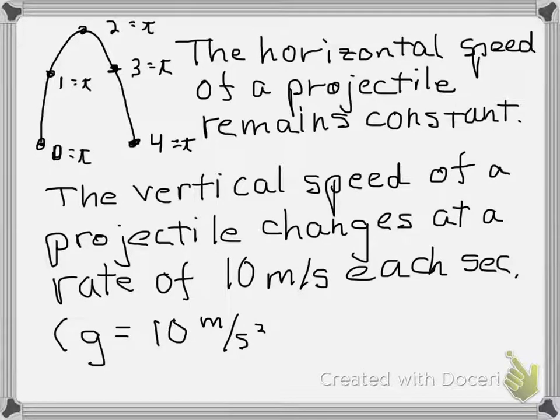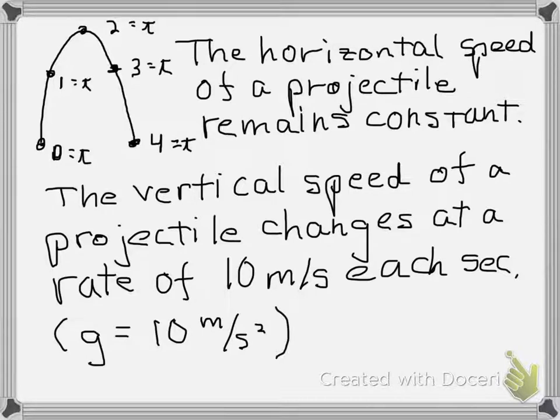The horizontal speed of a projectile remains constant. The reason that this remains constant is that there is no force in the horizontal direction. If there's no force, there's no acceleration, and with no acceleration, speed remains the same. The vertical speed of a projectile changes at a rate of 10 meters per second each second.